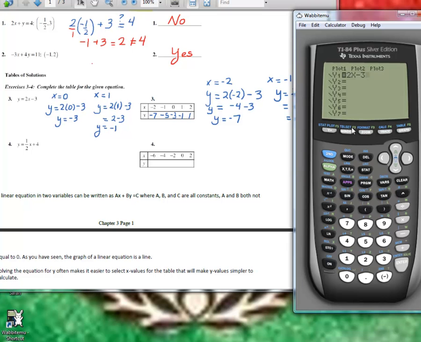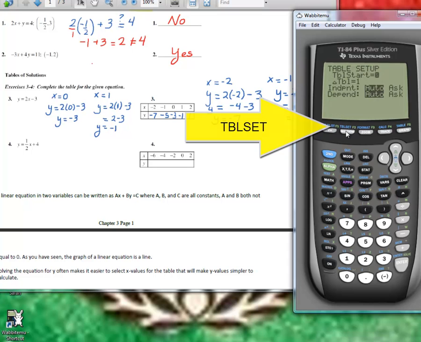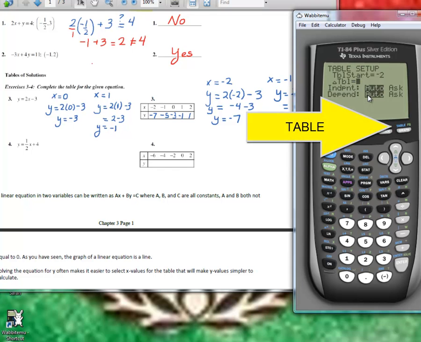Now I want you to locate a button that's also in the upper left hand corner. This one says table set, and this lets us set up our table. Actually, we're going to use our x coordinates. The table start is the first x coordinate that you want in your table, and so we needed that to be -2. And that next line is how far apart your x coordinates are going to be. We have consecutive x coordinates that are 1 apart, so we set that to 1. Leave the other 2 set to auto.